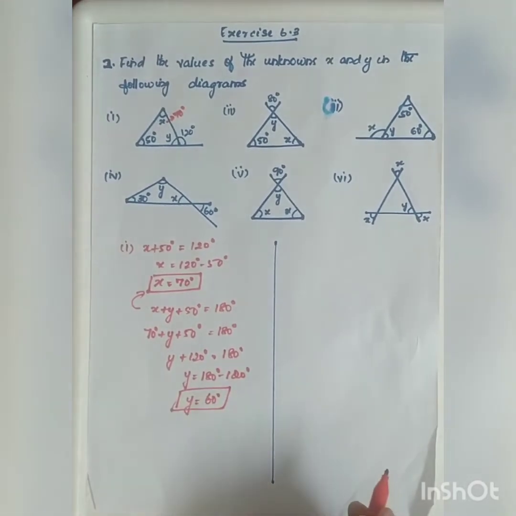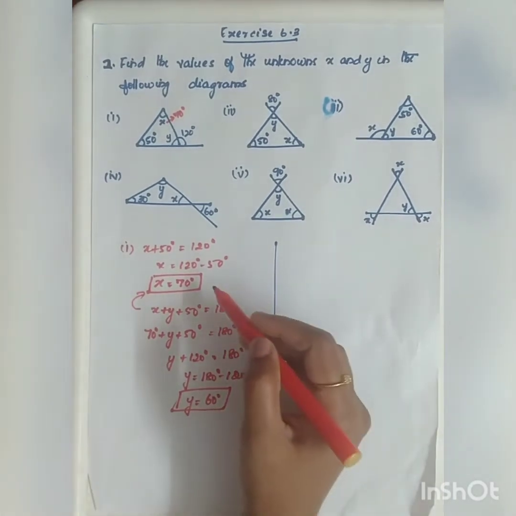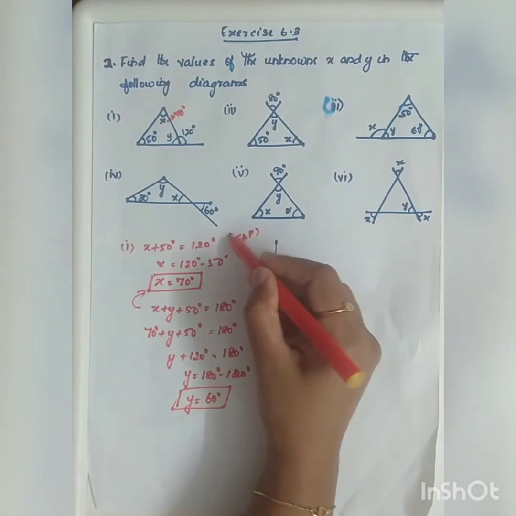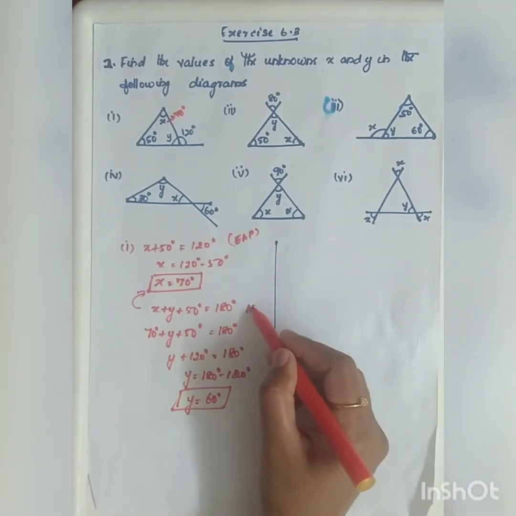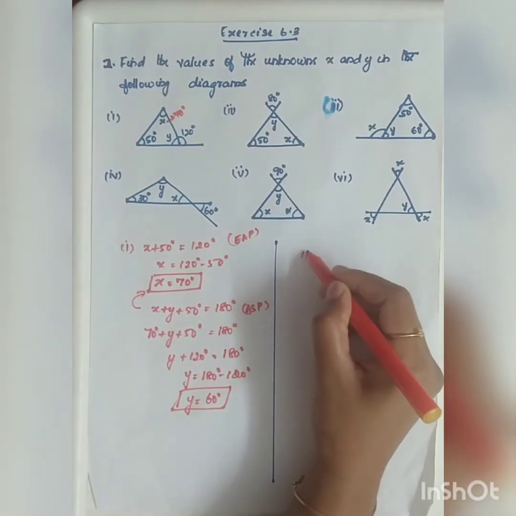So now we have got both the x value and the y value. In all the problems, mostly it is the exterior angle property and the angle sum property. So here we have the exterior angle property and here we have the angle sum property. Okay. Now let's move on to the second question.